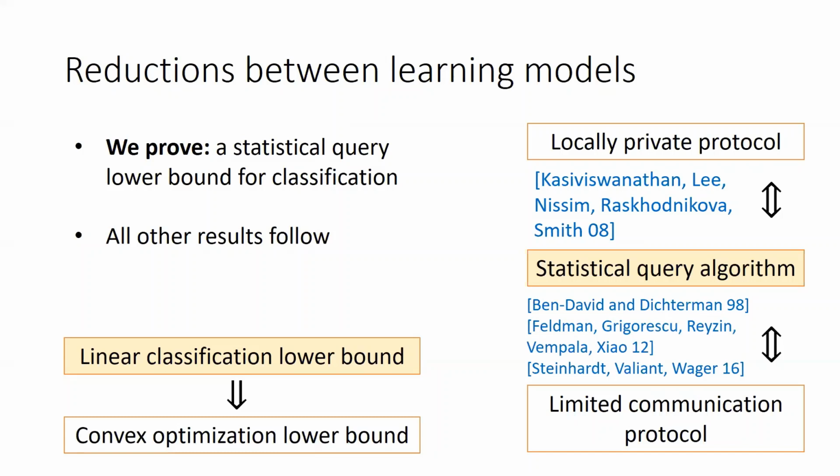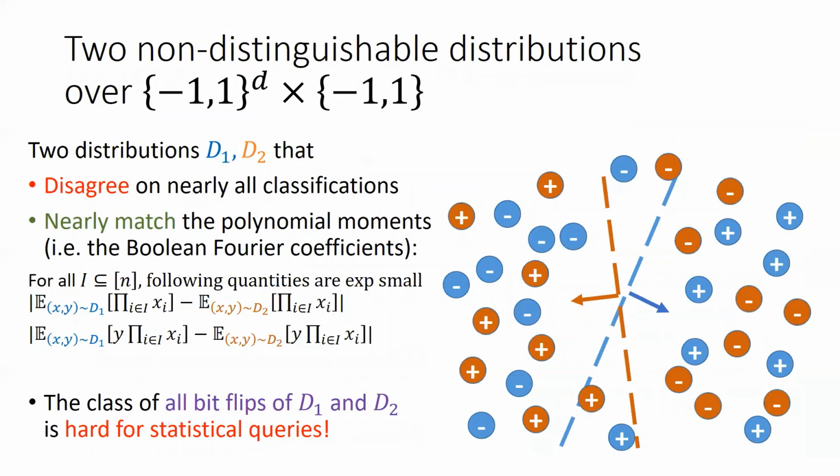And all the other results will already follow from known reductions. Now, the reduction between statistical queries and local privacy was given by Kasiviswanathan et al. And the first reduction for limited communication was given by Ben-David and Dichterman. Okay, so now let's move to discuss the proof details on the statistical query lower bound for linear classification.